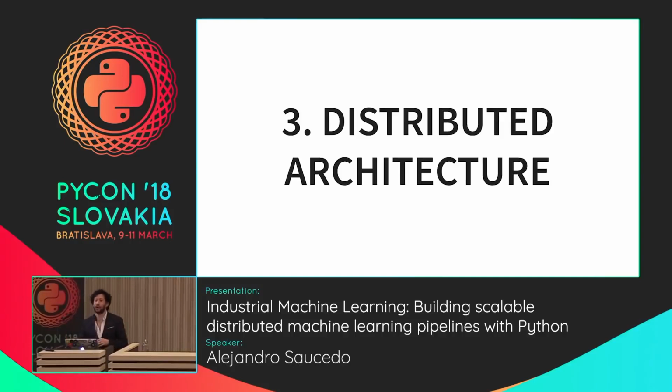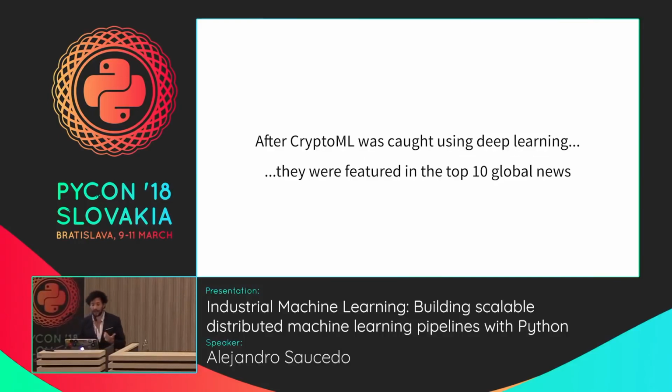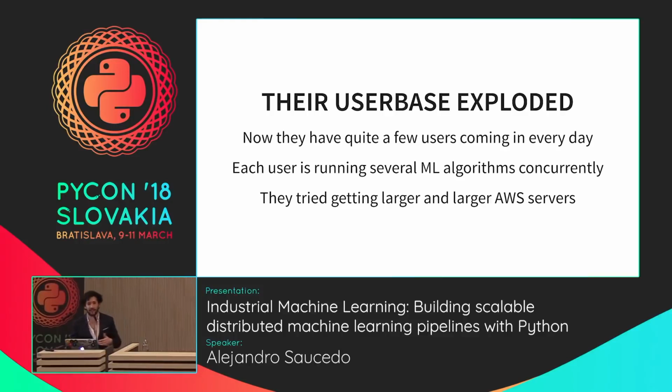Well, that is just the beginning, because having a machine learning model is only the start of making it available for people to use. And I'm aware there was a talk on Celery earlier today, so I think this will go quite well, as this will be just a high level overview. So, when CryptoML was caught using deep learning, they were featured on the top 10 global news outlets.